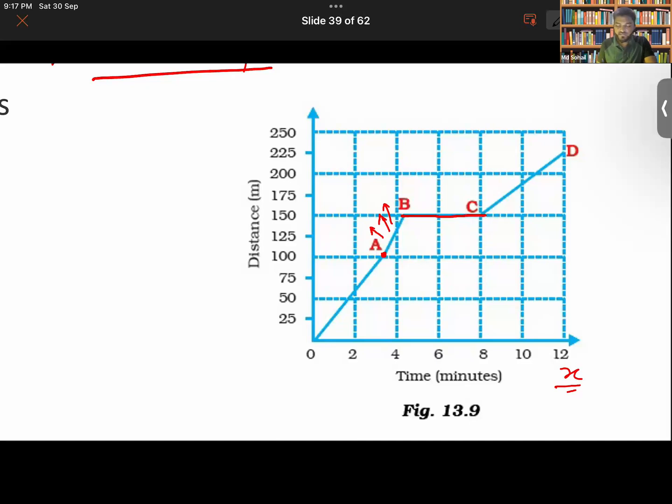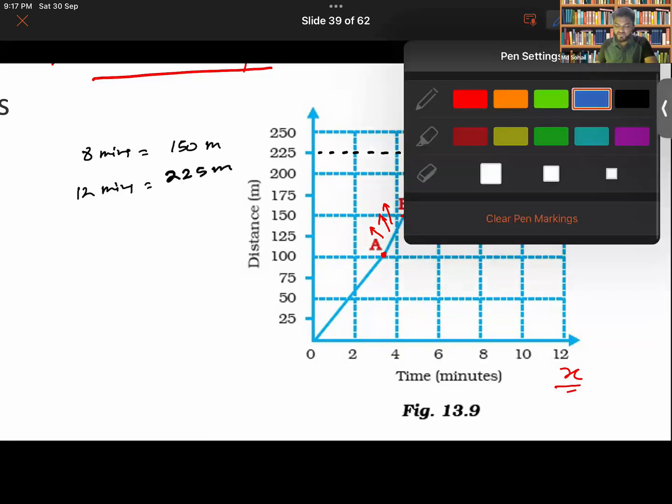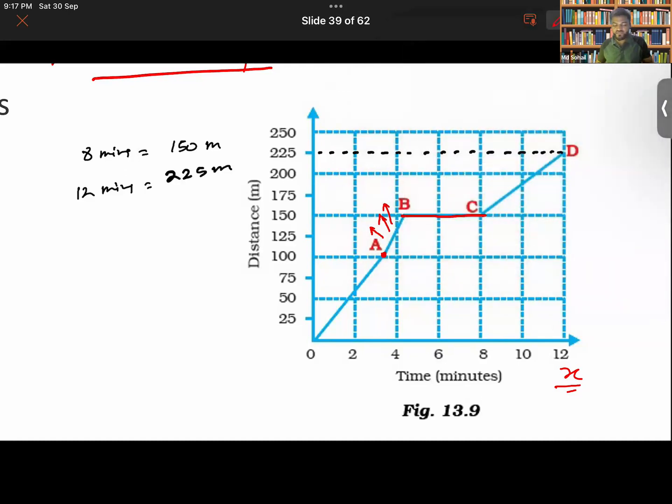150 meter. So at this time, the body has traveled 150 meter, and at the end of 12 minutes, he has traveled 225 meter. If the texts in the questions are not visible, please do let me know. I would zoom the question.